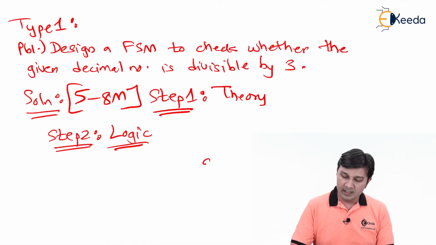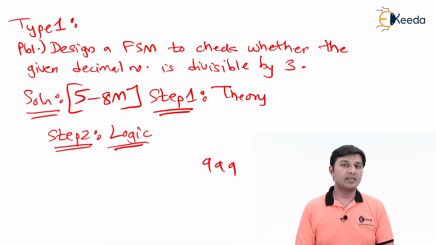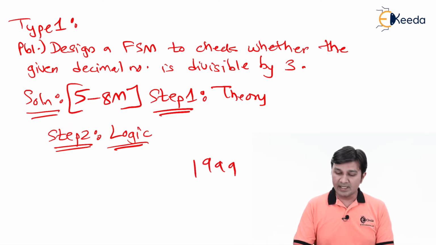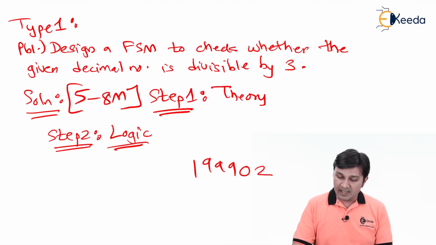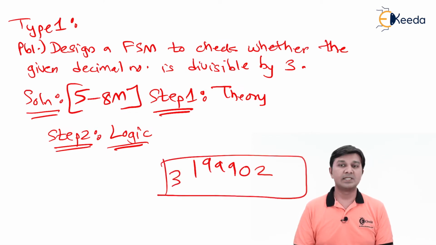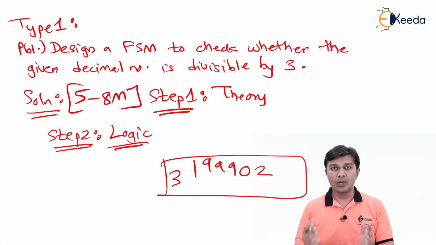So can I say number 999 is a decimal number? Yes. Can I say 1999 is a decimal number? Yes. Can I say 19990 is a decimal number? Is this a decimal number or is this a decimal number? Yes, of course this is a decimal number. Why? Because it is formed from picking up any of the digits from 0 to 9, right?